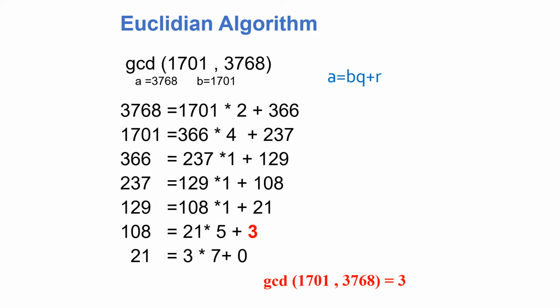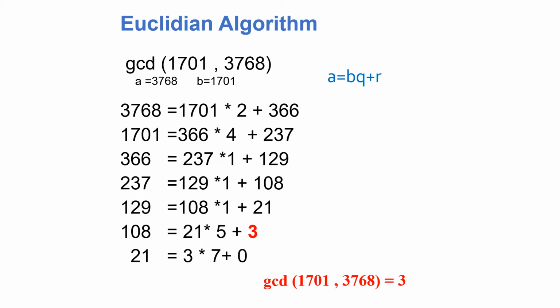Now we have to divide a by b, that is 3768 divided by 1701. In that step, we obtain 2 as the quotient and 366 as the remainder. So we can write the same as 3768 is equal to 1701 into 2 plus 366. 366 is the remainder and 2 is the quotient.